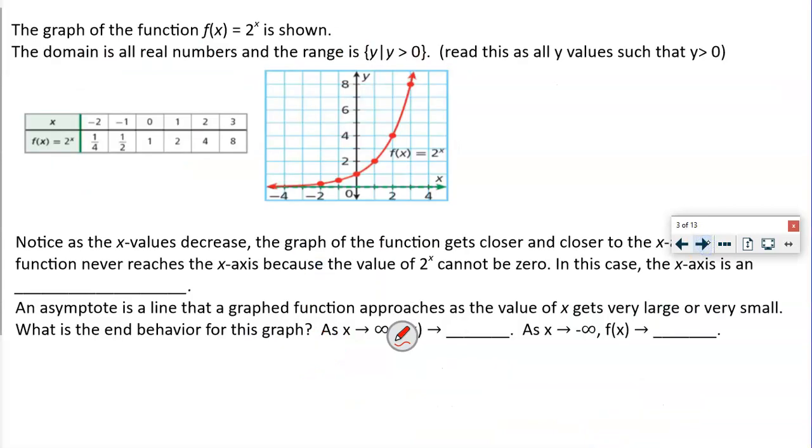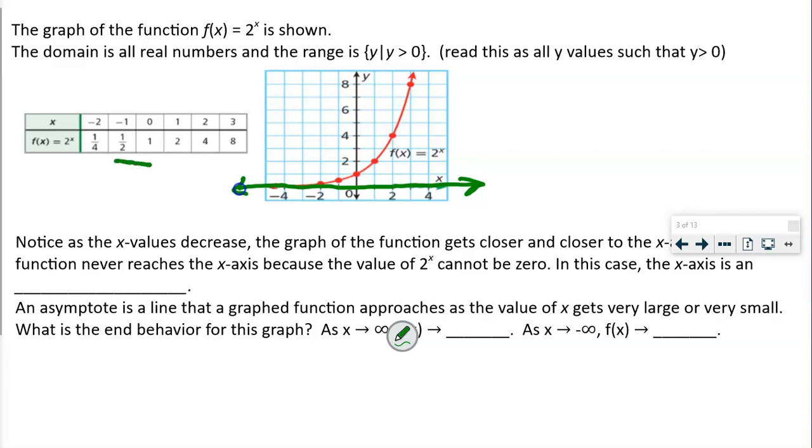So this first graph says the graph of the function f of x is equal to 2 to the x power is shown. The domain is all real numbers, and the range is y values such that y is greater than 0. So now why is that true? Everybody look here. This line right here is what we call an asymptote. If you notice, the graph is approaching that line, but it's never actually going to touch it. This is how I know that.